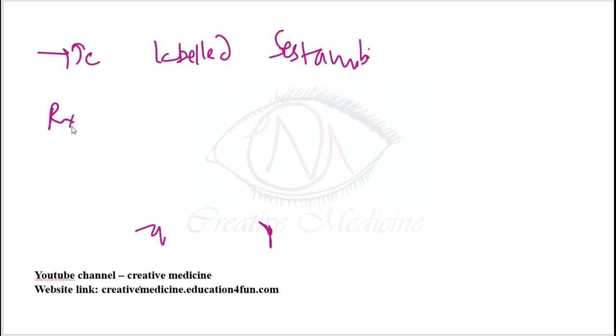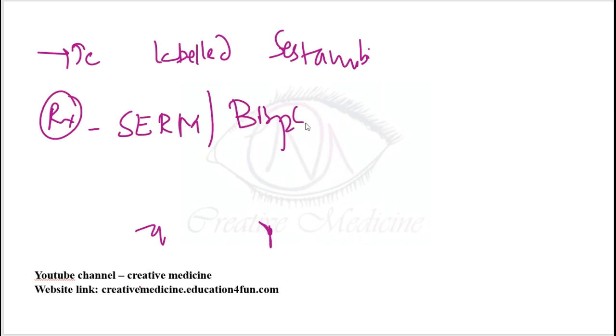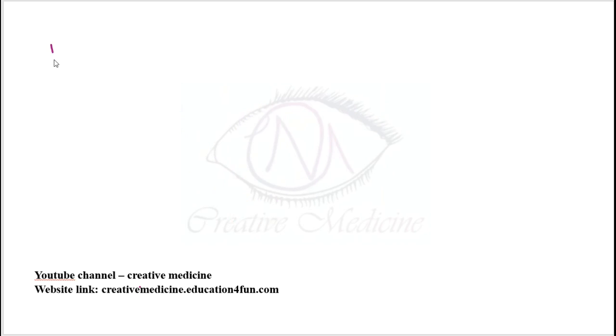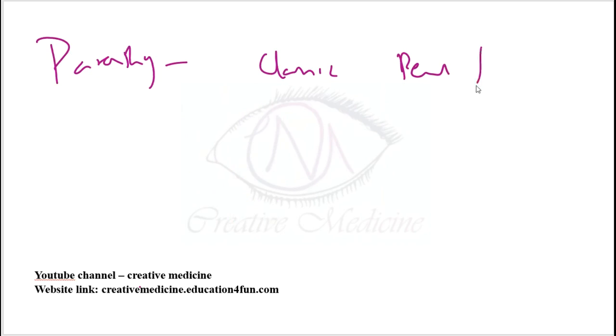Then if you see the treatment, first we have selective estrogen receptor modulators, or we also call them bisphosphonates. These will decrease the calcium level and also increase the bone mineral density. You can also do parathyroidectomy if the patient has the classical pentad, or if the patient's age is less than 50 years.